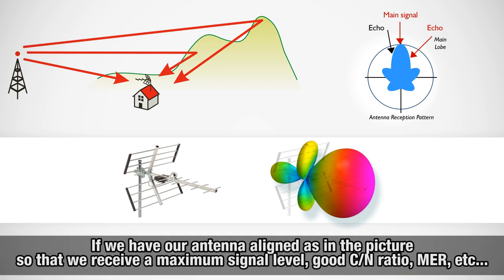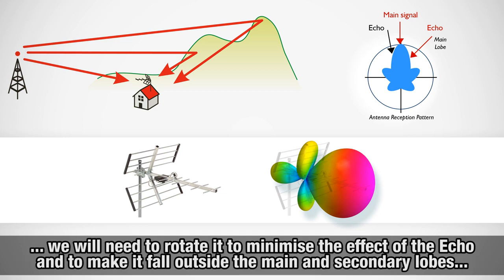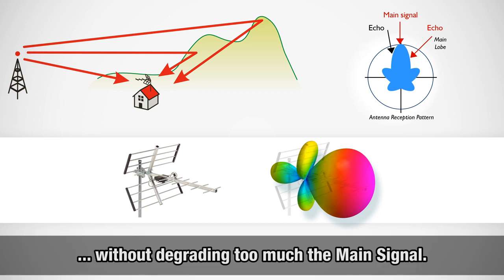If we have our antenna aligned, as in the picture, so that we receive a maximum signal level, good carrier-to-noise ratio, MER, etc., we will need to rotate the antenna to minimize the effect of the echo and to make it fall outside the main and secondary lobes, but being careful not to degrade too much the main signal.